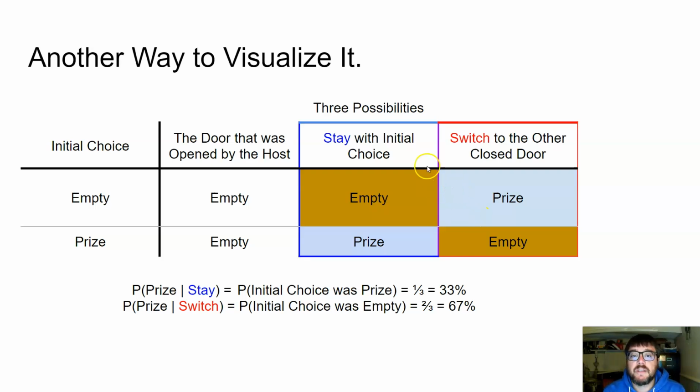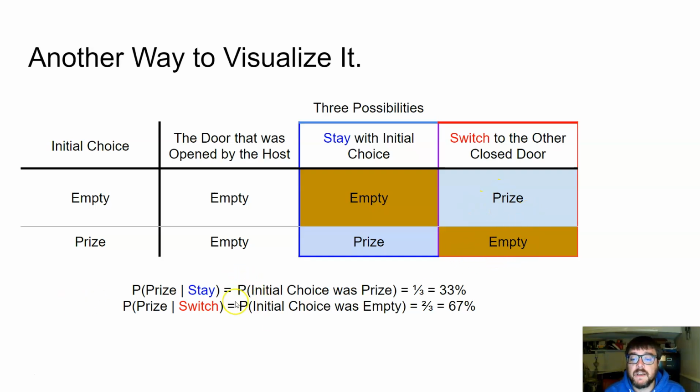So here's another way to visualize it. 2/3 of the time your initial choice is empty, 1/3 of the time your initial choice is the prize, but you don't know this. All you know here is what happens if you stay. So 2/3 of the time if you stay, you lose. 1/3 of the time you stay, you win. 2/3 of the time if you switch, you win. 1/3 of the time you switch, you lose.